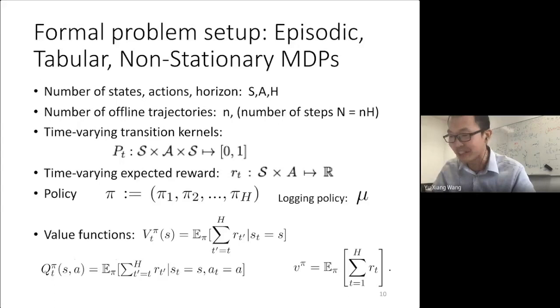Specifically, we consider a very simple setup with the episodic, non-stationary or time-varying Markov decision processes in the tabular case. This is in some sense the most baseline and simplest possible setting to talk about all the interesting parameters of a reinforcement learning problem. We'll assume the standard notations with number of states being S, A, and H, and lowercase n denoting the number of offline trajectories that you collect. So the number of steps is n times H.